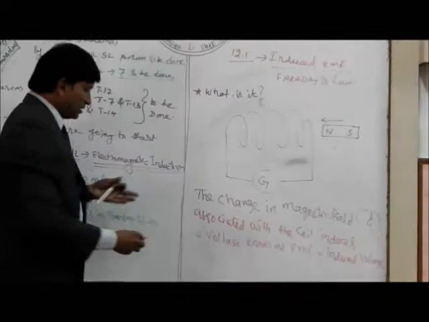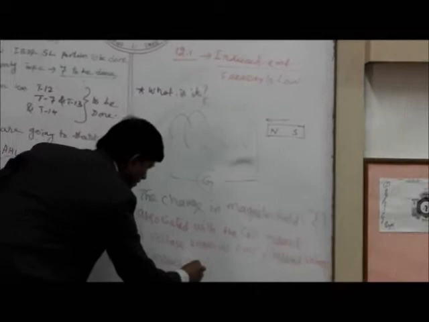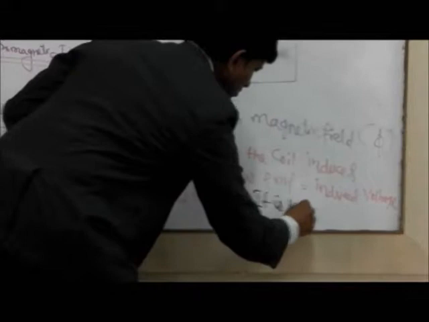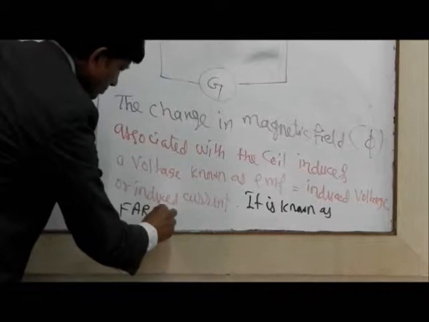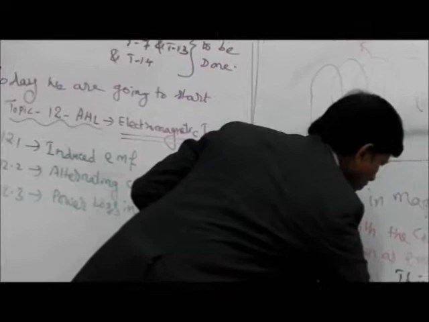Once you know the induced voltage, and I know that R is the resistance of that coil, then I can calculate the induced current. Induced current is the induced voltage divided by resistance. So this is popularly known as Faraday's law of electromagnetic induction. What is the full form of EMI? Electromagnetic induction. Now this is the statement.